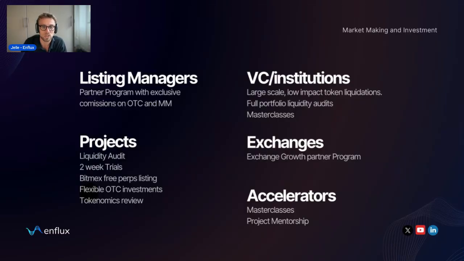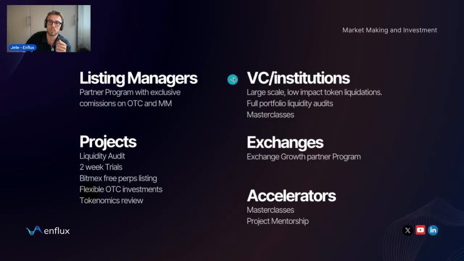For projects, most obvious, of course, we can do market making, but the other thing that's really helpful is liquidity audits. We audit token loan option models. These things are often free. We don't charge for that. We offer a 2-week free trial to really understand how we work, BitMEX free perpetuals listing, flexible OTC investments, and we do tokenomics reviews as well. Especially these last services are just for free, just to help out and provide some value, because what we believe in is that the moment we provide some value, at some point we'll get that value back.